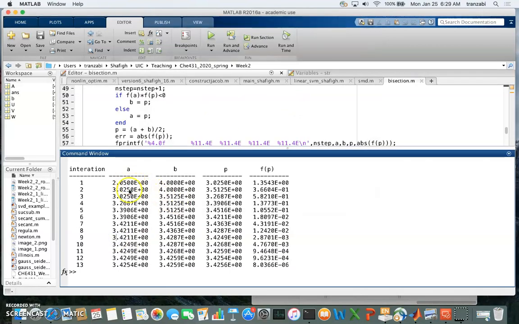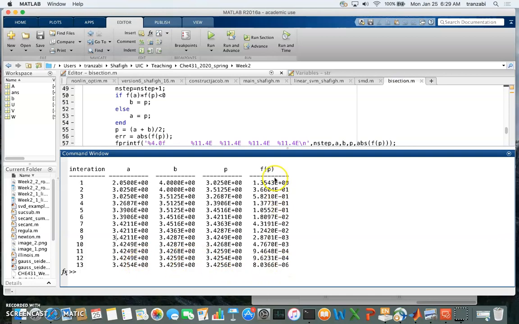Okay, so you see that at the end, A and B become almost identical, with no difference, because they get closer and closer. And P is always the average of A and B. So you get A and B, you get the average, you get P. And at the end, because P is between A and B, if A and B are the same, then P has to be equal to A and B.